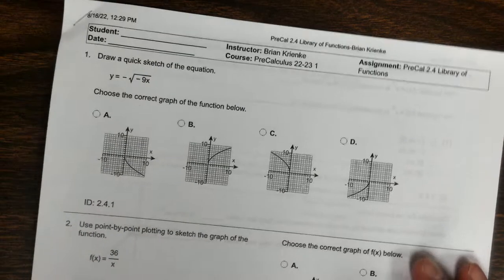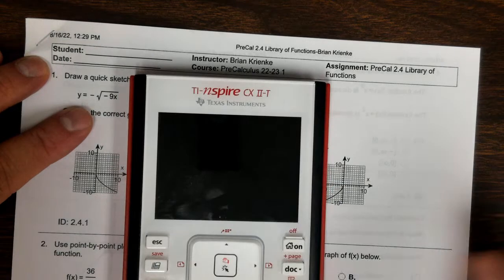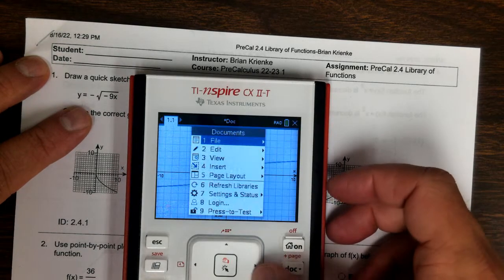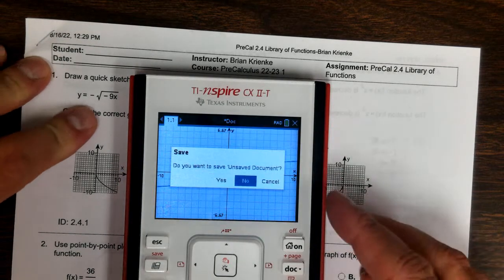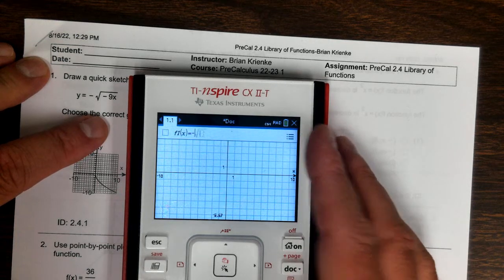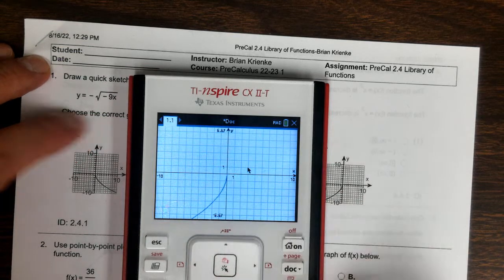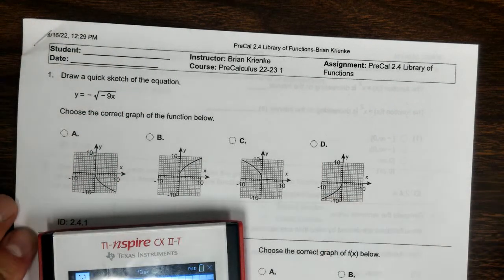On the first one, we just have to graph that. And so we go to the doc. New document, negative square root of negative 9x. So that looks like that, which is D.